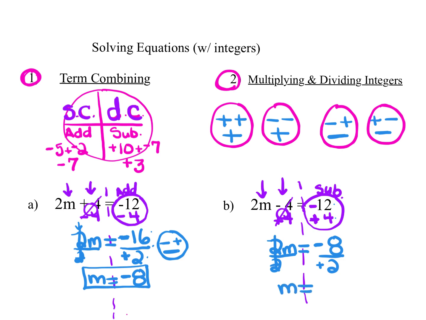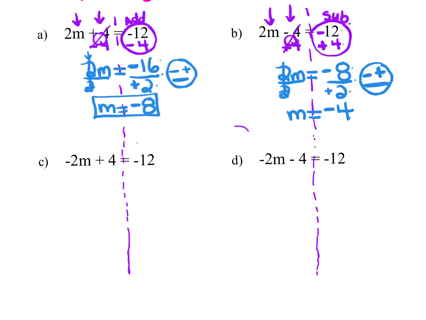M equals, in this case, draw the Margar face again. We have a negative 8, but a positive 2. That means our result will be a negative. 8 divided by 2 in this case is 4. Now let's take a look at C and D, which also look similar. Let's take a look at letter C. Drop a dotted line down each equation and prepare yourself to solve.